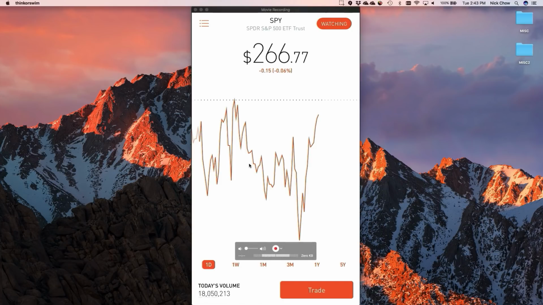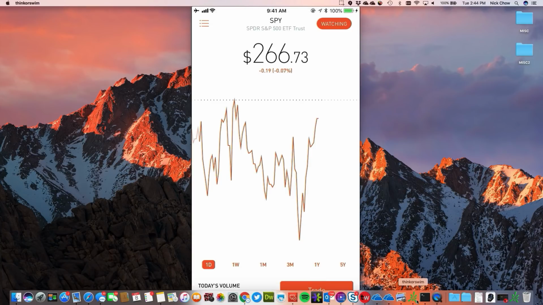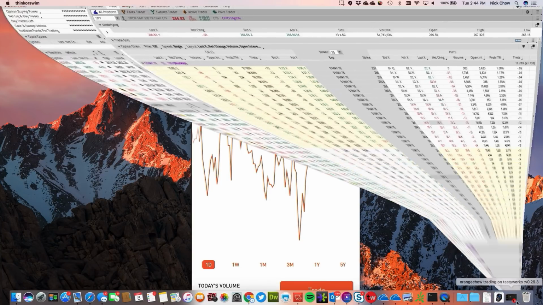Definitely not a fan of their charting. I mean, this is just terrible. If you want to day trade, you can't change this. This is the 1 day chart. You should be able to break it down into a 5-minute chart, 15-minute chart, 30-minute chart, or 1 hour chart, whatever you like to do. I prefer to trade on the 15-minute chart.